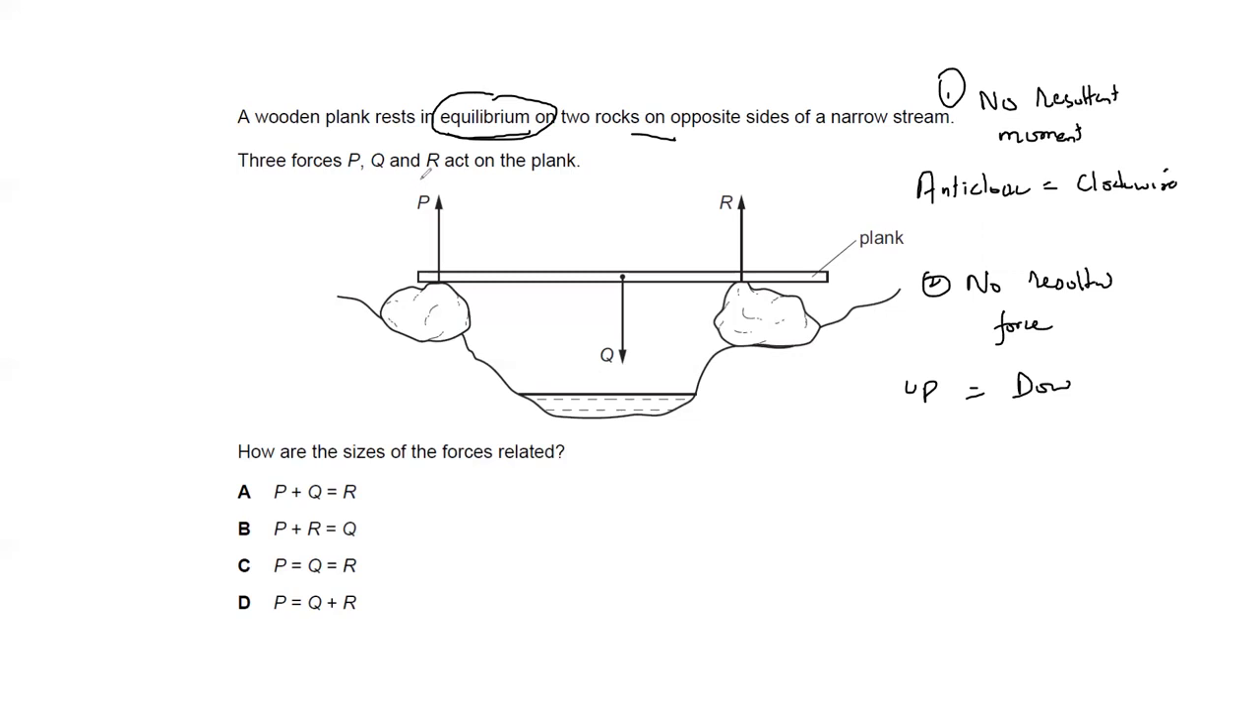So if no resultant force, we can say the upward forces are equal to the downward forces. What are the upward forces? P and R are acting up and Q is acting down. So P plus R are the upward force, which is equal to the downward force Q. So what will be the right answer? B will be the right answer. Is this question clear? Anyone having a doubt, or if you want me to repeat any question, just let me know and I will repeat.